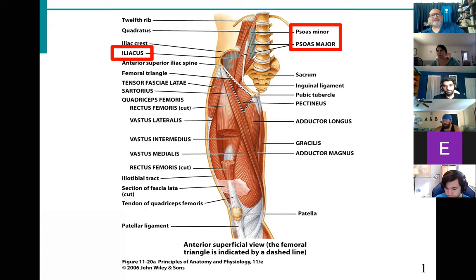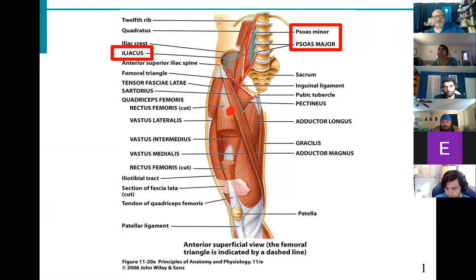The psoas major basically is a muscle group that originates from the lumbar vertebrae. And most people, although not everyone, also have a psoas minor, an additional muscle that for some people fuses with the psoas major and becomes one muscle, but for some people it is a separate muscle. These 2.5 muscles together extend under the inguinal ligament and attach to the front of the femur. You don't have to worry about where, because we don't have to know the origins and insertions. But what I want you to see is the location of this.